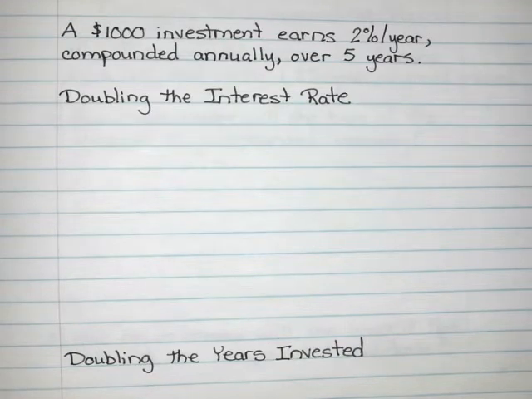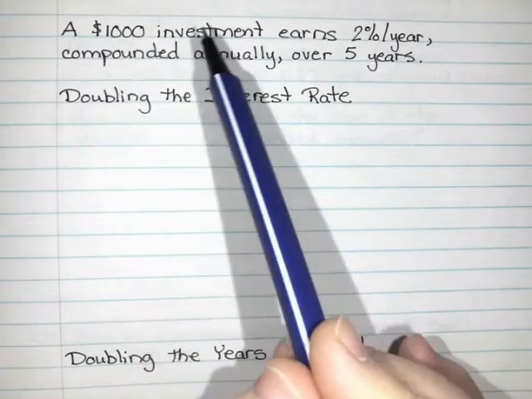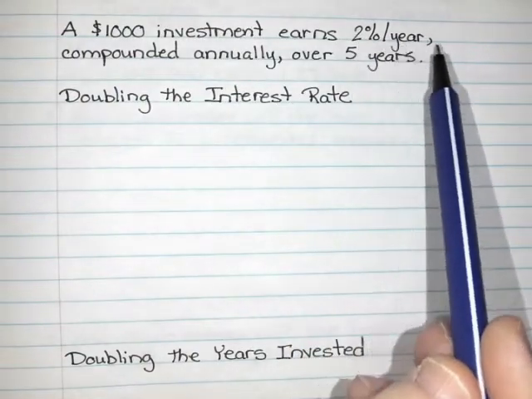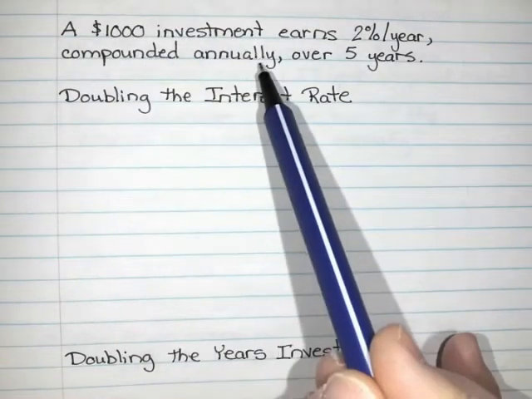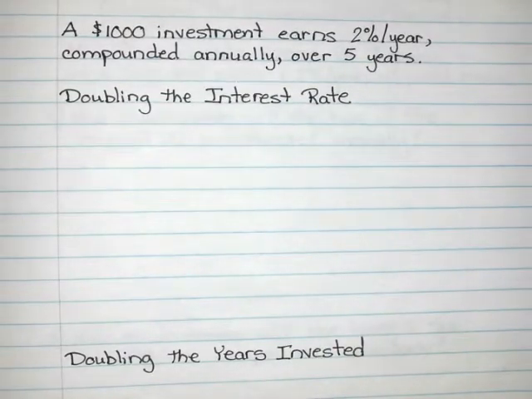We are continuing with our lesson on the effects of time on investments. We just finished our question on simple interest, and now we're going to take a look at compound interest. So our question here says, a $1,000 investment earns 2% per year compounded annually over 5 years. And then it wants to know, is it better to double the interest rate or double the time invested?